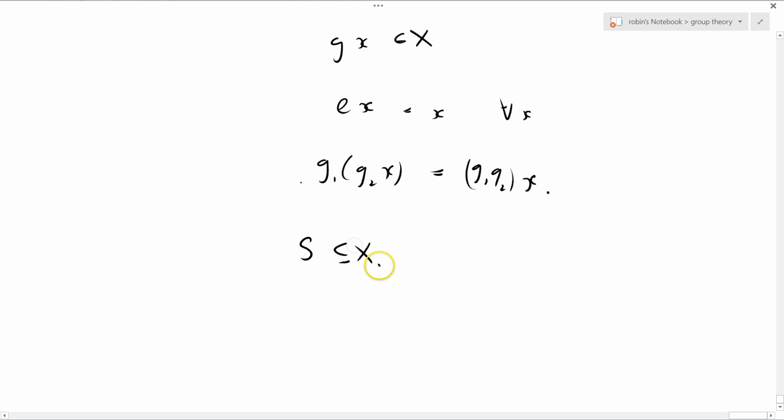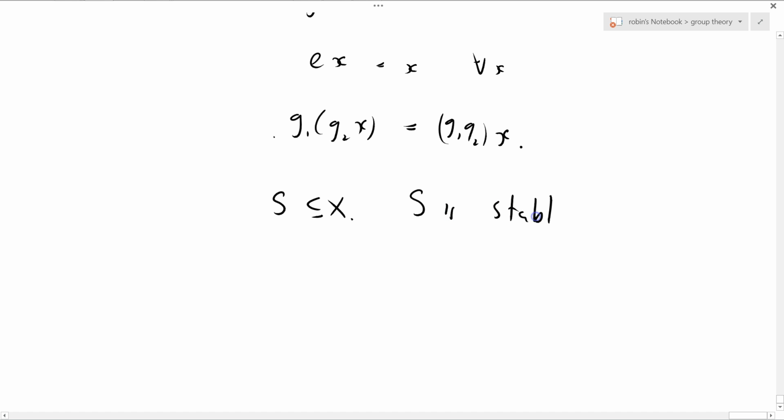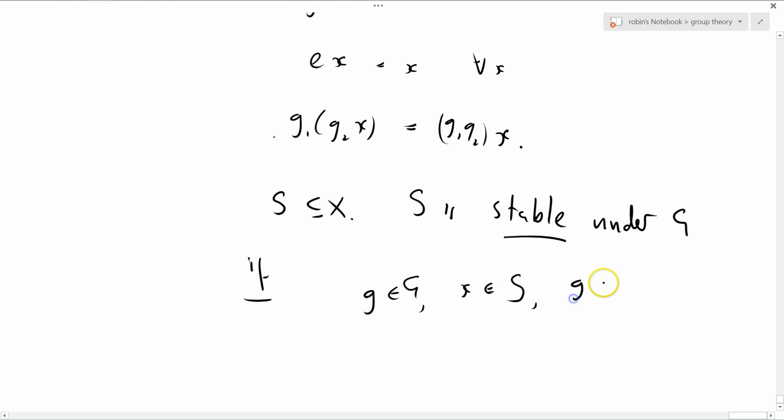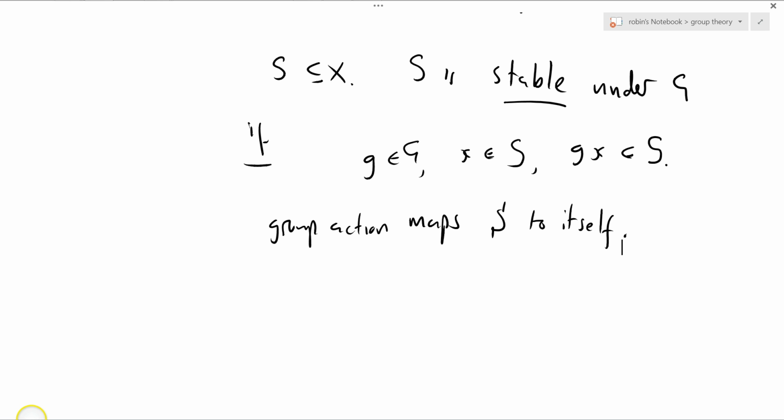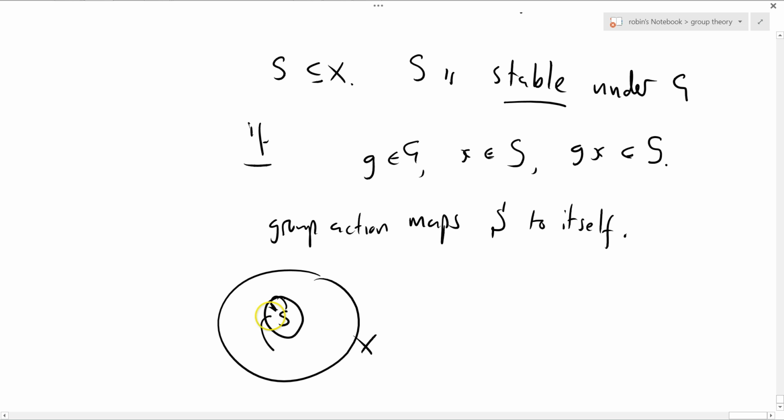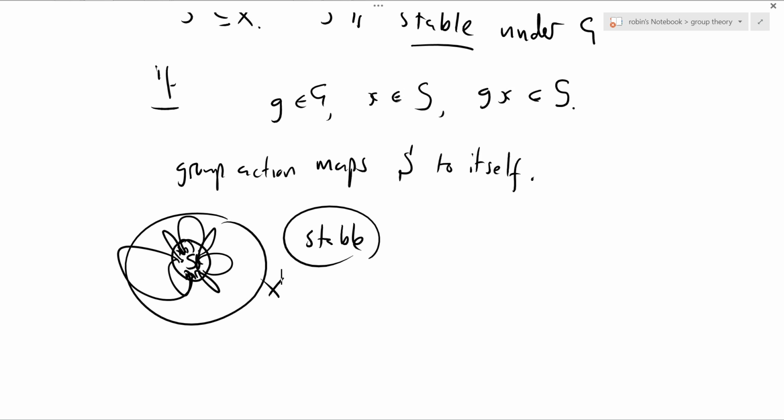Suppose S is a subset of X. Then S is stable under G if the following holds: if little g is a member of the group and x is in S, then gx is also in S. So basically what we're saying is that the group action maps S to itself. Here's the whole set X, and the group action just maps S to itself, so all these little arrows map S to itself like that. So it's what you call stable, because S as a whole doesn't change under the group action.